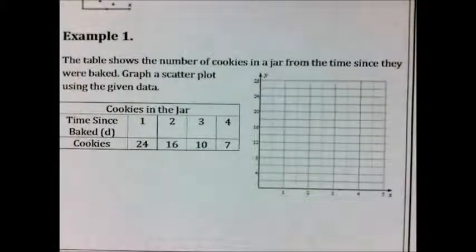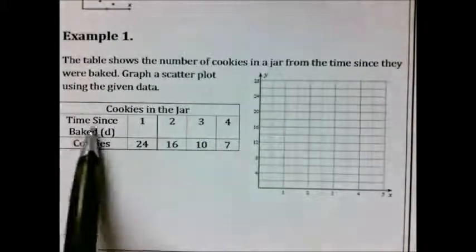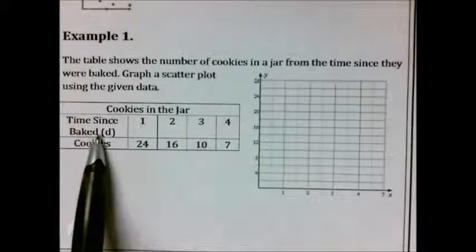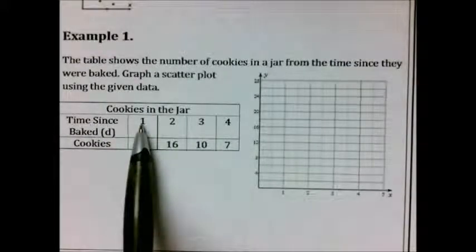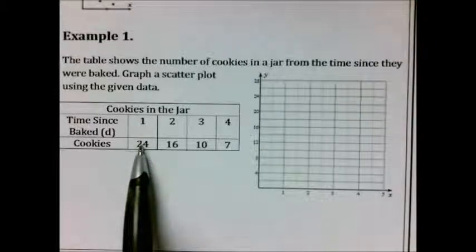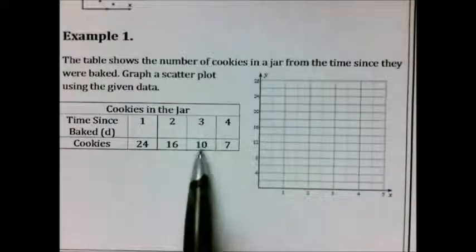So in example 1, all we're going to do is practice actually graphing a scatter plot. It says the table shows the number of cookies in a jar from the time since they were baked. Graph a scatter plot using the given data. So there's the time since the cookies were baked, and this D stands for days. So 1 day after it was baked, how many cookies were in the cookie jar? 2 days, 3 days, 4 days.